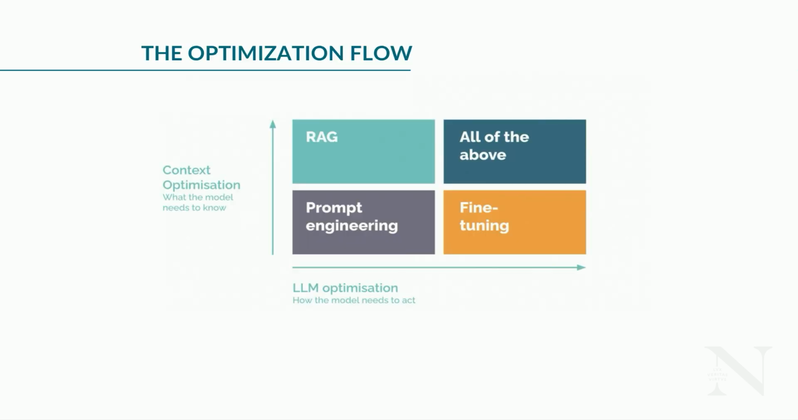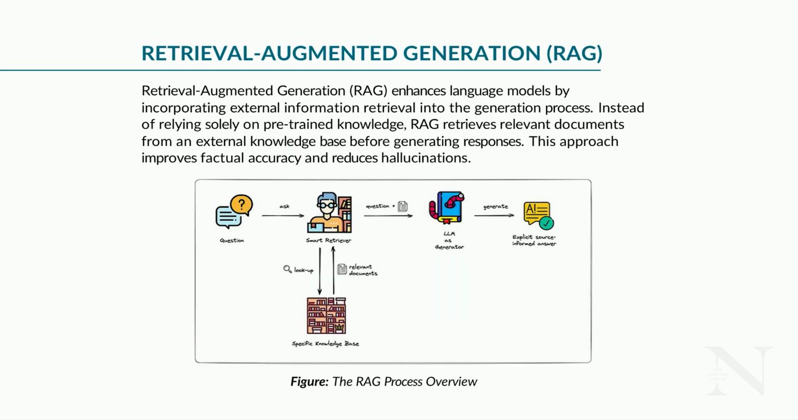In general, for optimizing these large language models, we need to consider four things. First is prompt engineering. Then it's RAG. Next is fine-tuning. And the fourth one is all of the above. Let's start with retrieval augmented generation, or RAG.